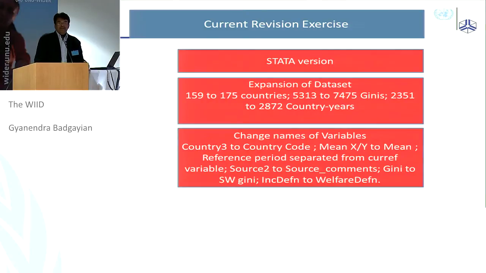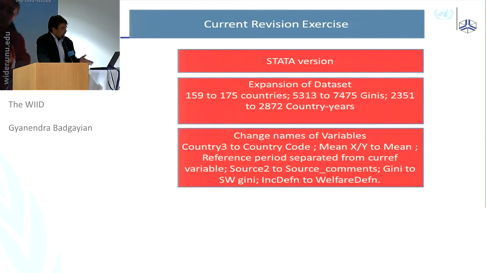And what mean essentially means is the survey mean of the variable on which the Gini or other income distribution numbers are based. Similarly, median, instead of median x, y, which is the current name, would be just median. Reference period is one variable right now. The currency and reference variable, CURREF current, basically combines two things, currency and reference period. So it will be like dollar per month, dollar per year, and so on. Obviously we can easily separate the two. So we have currency as a separate variable, reference period as a separate variable.